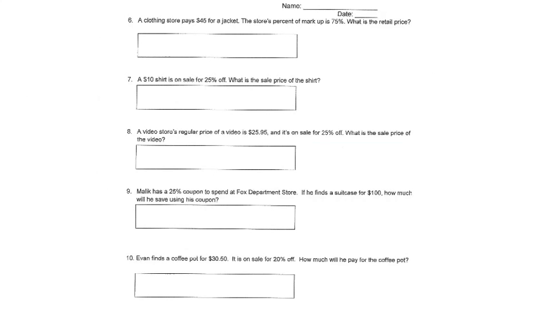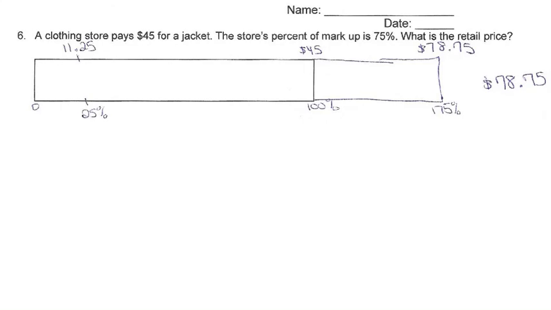At this time, please complete problems 6 through 10 on your own. So please pause the video while you complete these problems. When you're ready to check your answers, press play. The answer to number 6 is $78.75.